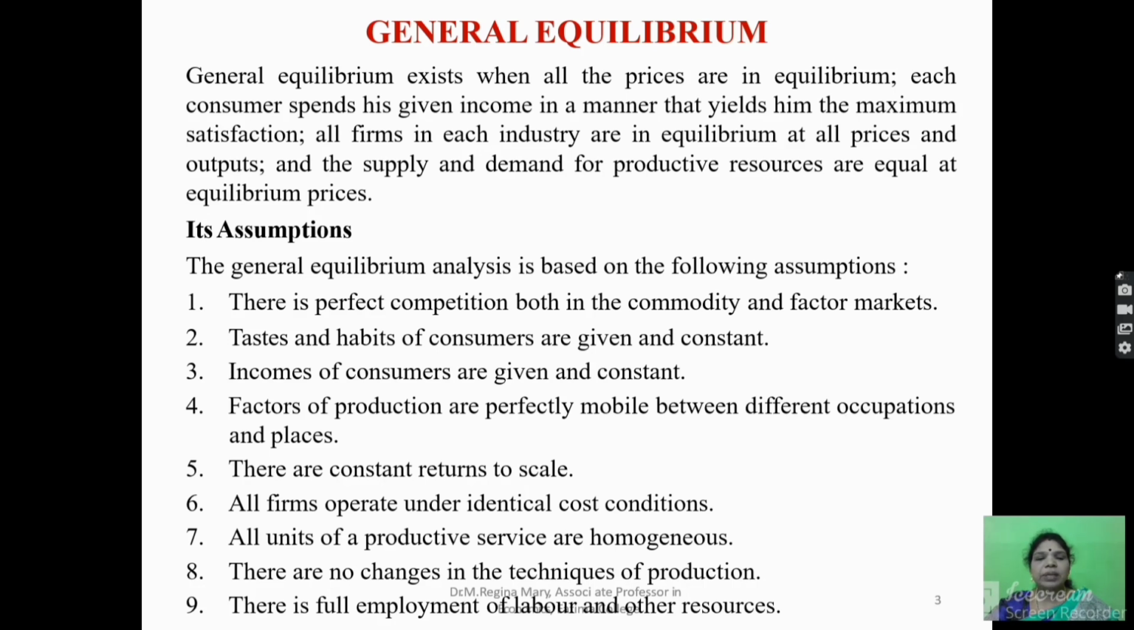Assumptions of general equilibrium analysis. There is perfect competition both in the commodity market and the factor market. Tastes and preferences of the consumers remain constant. Income of the consumers remains constant. Factors of production are perfectly mobile from one place to another place, and from one occupation to another occupation. There are constant returns to scale.